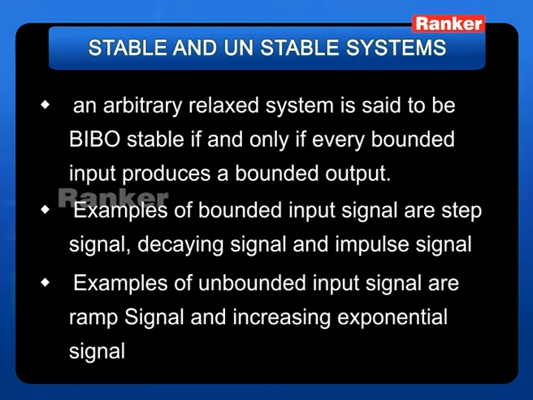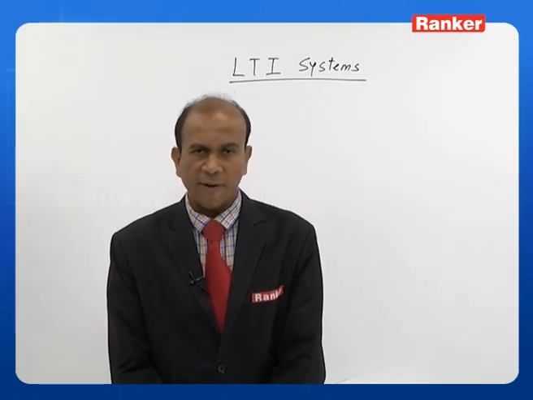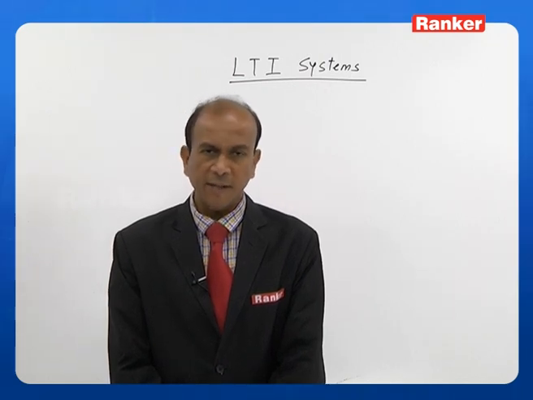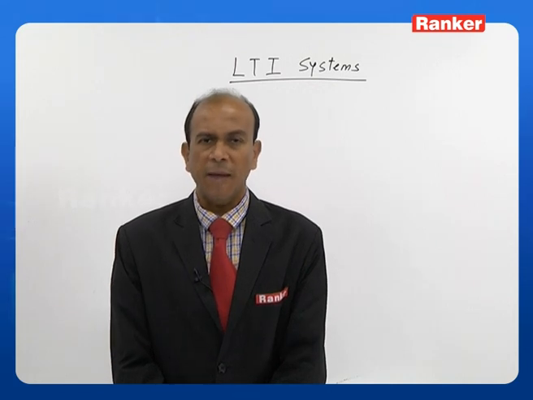So, the examples are, you can just talk about a small step signal, or you can talk about a decaying signal, or you can talk about an impulse signal which is present only for a certain time. These are all bounded, whereas an unbounded exponential signal which is increasing, and a ramp signal, as you all know, is always increasing with respect to time, they are unbounded.